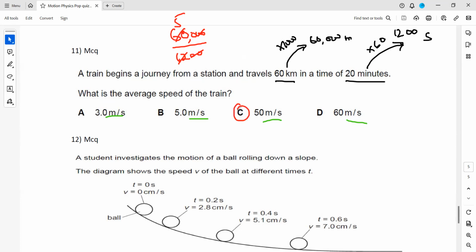So why did I convert the kilometer into meters and the minutes into seconds? Because in the question, all the options are in meter per second. So if all the options are in meter per second for the speed, the distance must be in meters and the time should be in seconds.